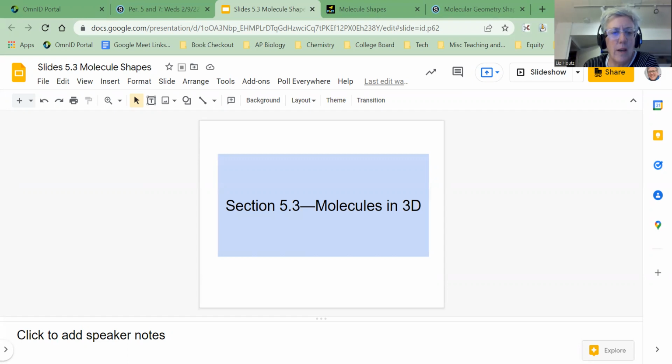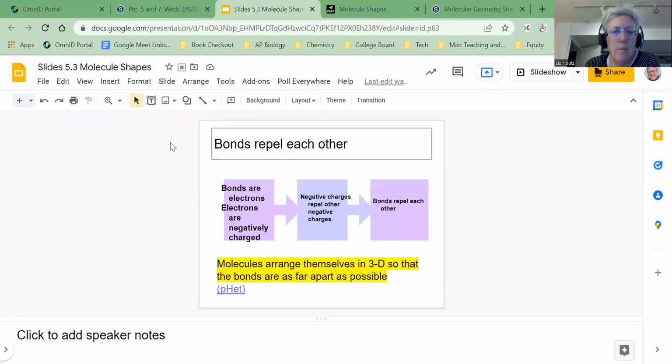This is a screencast to help with section 5.3, which is about the shapes of molecules. I will just go through these slides that are posted on Schoology, and hopefully it'll make some sense for you. All right, so the basic idea is that if we have drawn a Lewis-Dot structure, that is a flat piece of paper, it's a two-dimensional structure, and we want a way to predict what shape that will take in real life, or in space.